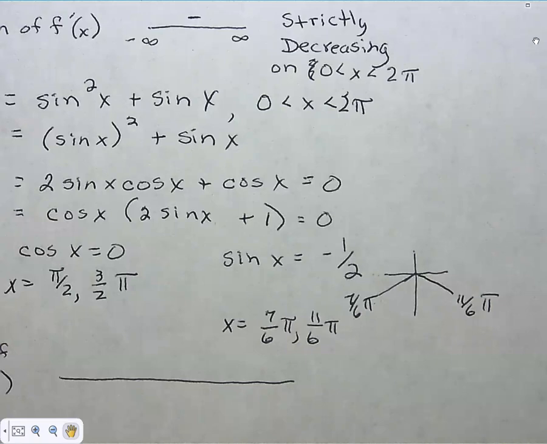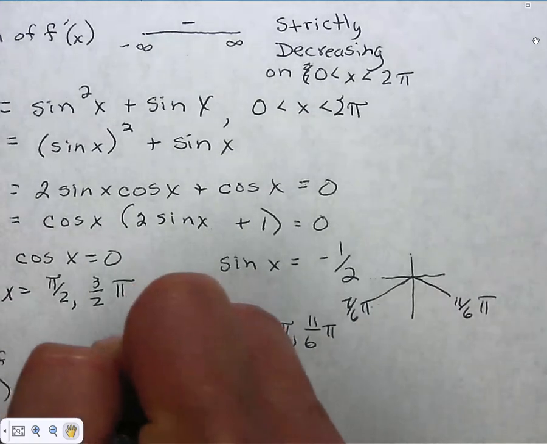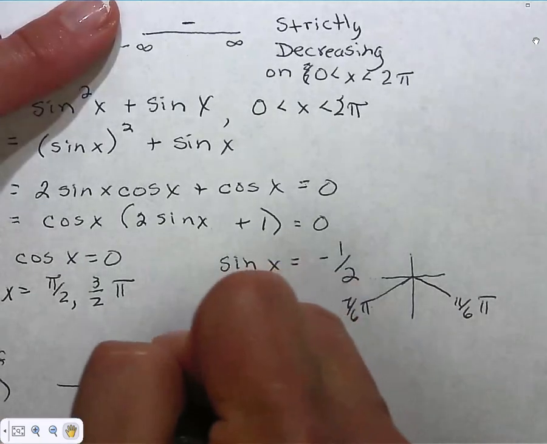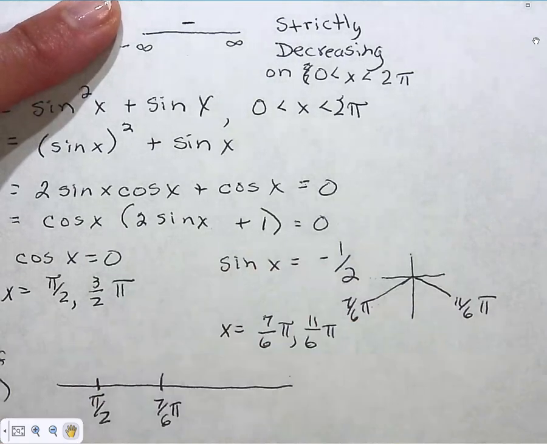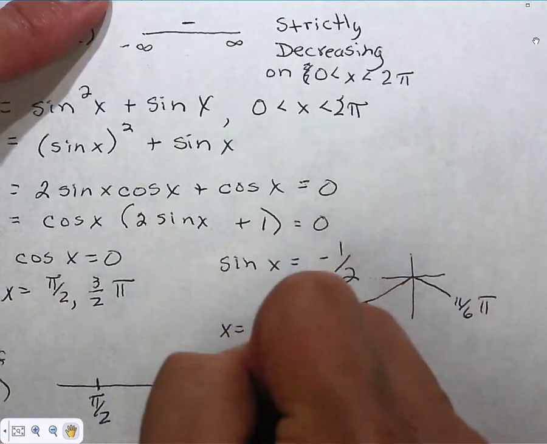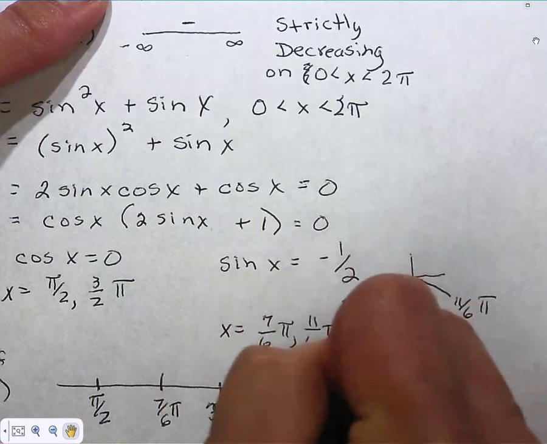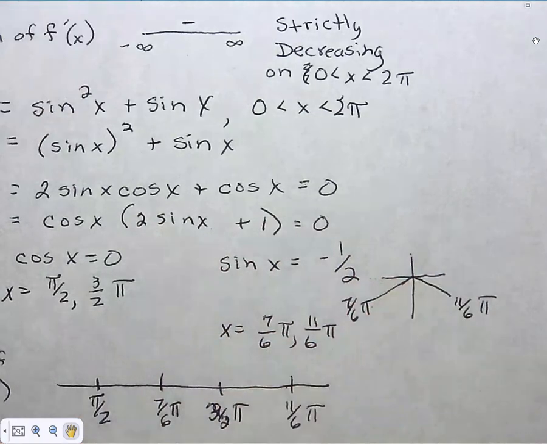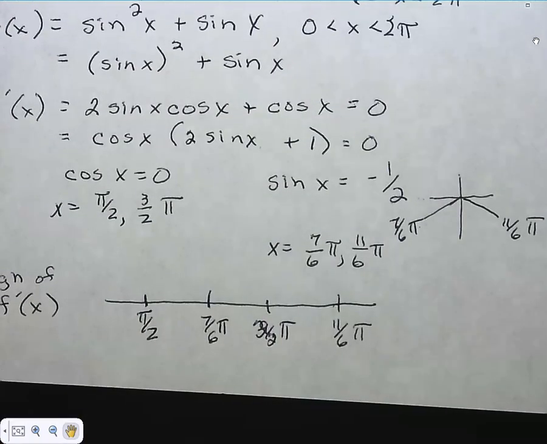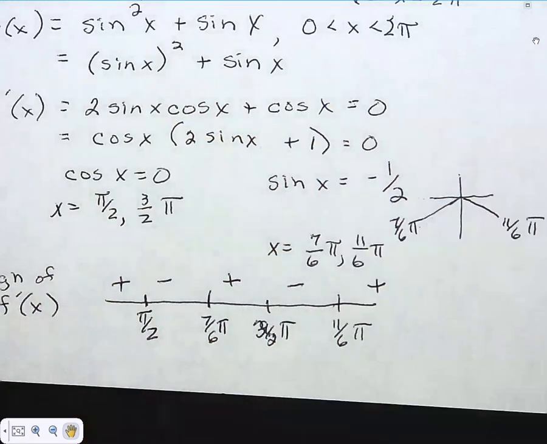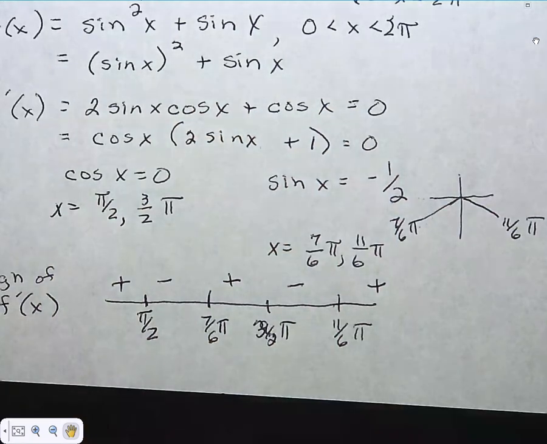3/6 is pi over 2. Here's 7/6. And 3/2 is 9/6. And then 11/6. And so I'm just going to tell you that I did this yesterday and got that, and that, because I don't want to spend time plugging 5 test points into that derivative. It took a little while.